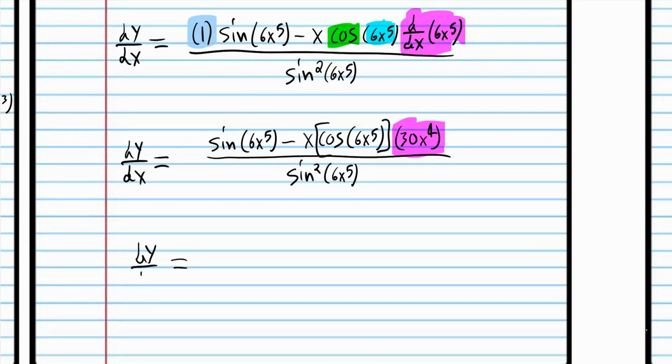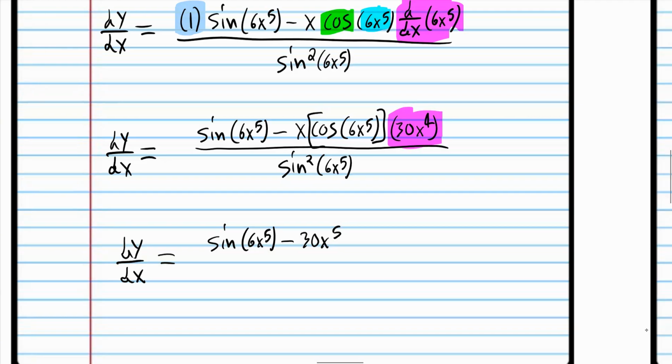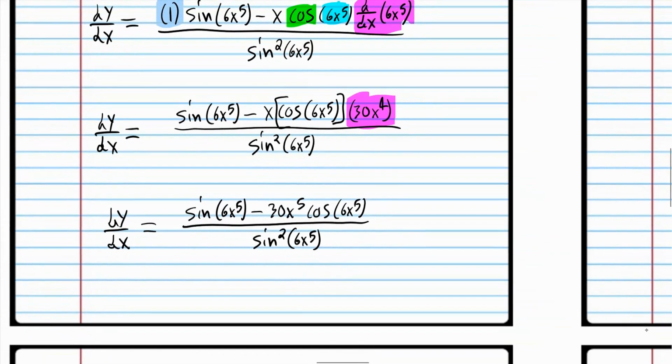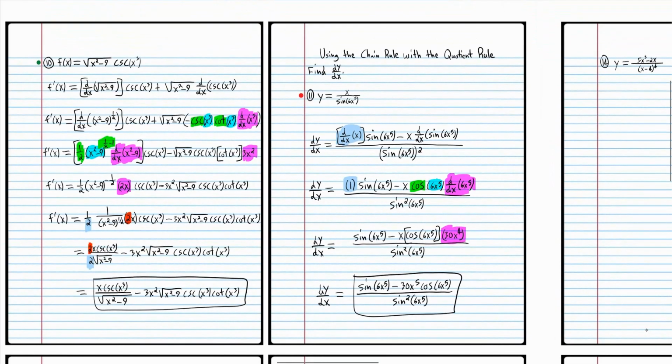Alright, so looks like our final answer is going to be sine of 6x to the 5th power minus 30x to the 5th power times cosine of 6x to the 5th power, all over sine squared of 6x to the 5th power. And I think that's as simple as we can get for the answer. There may be ways to simplify further, but it's not really even that necessary to worry about that.